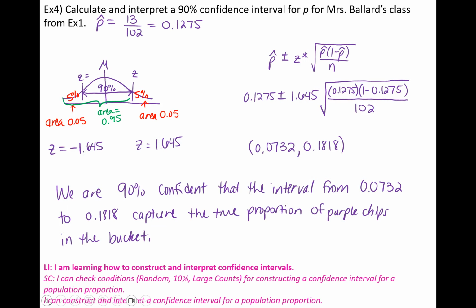Okay, so that does conclude that lesson. Let's take a look at that last success criteria that we didn't quite finish yesterday. I can construct and interpret a confidence interval. You just officially did that. So go ahead and check that off if you've got it, or you can circle it if you're not quite sure. Make sure you guys take a minute and write a quick summary or reflection about your learning from this lesson in your notes, and you should have a homework assignment to get started on.